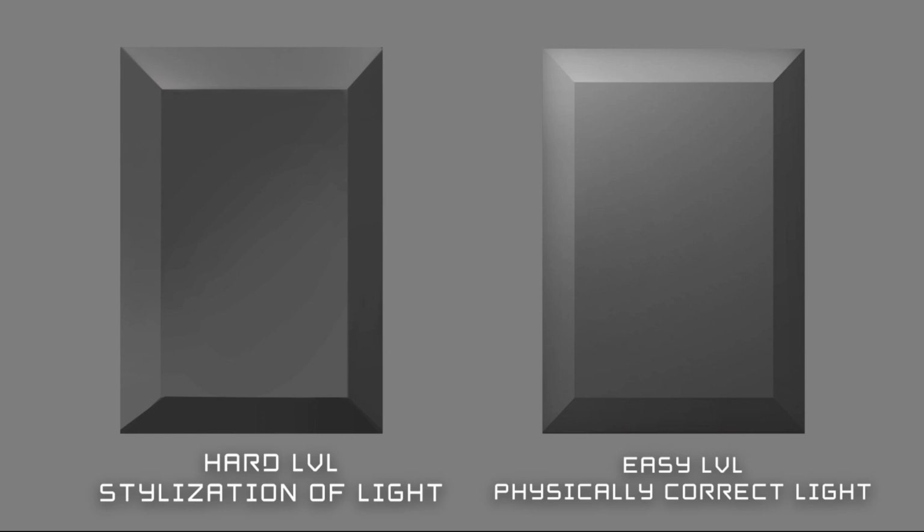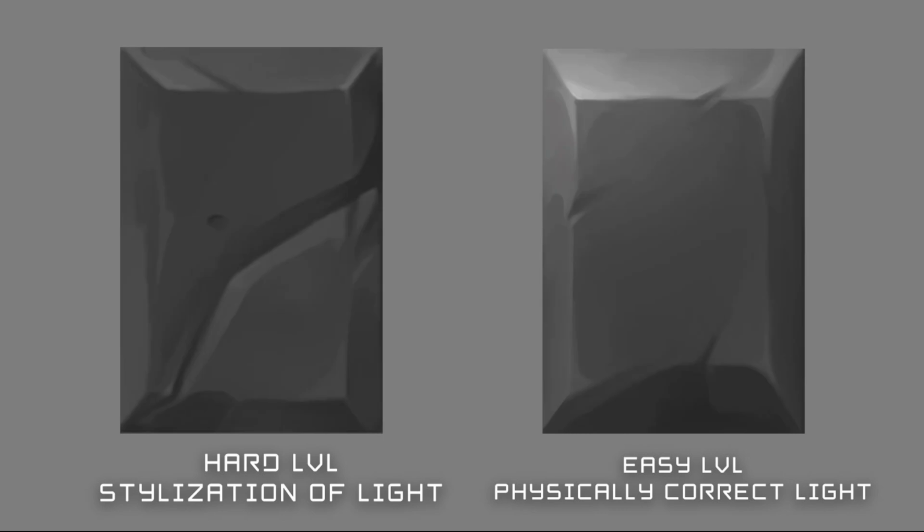Let's add a physically correct light. Since our job is to stylize objects, we can also stylize light by distorting its natural physical features. But for beginners, it is quite difficult to understand. So let's just make a physically correct light on the stone to make it easier for us to draw it.